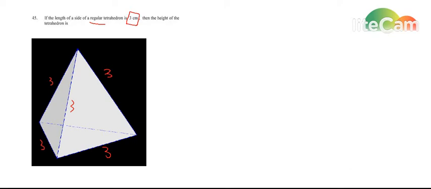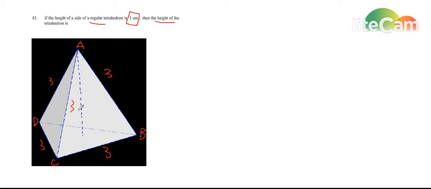So here we just give the names of the different vertices. It is A, and then B, C, and D. What we need to find out is the height of the tetrahedron. It means we need to find out the height here.